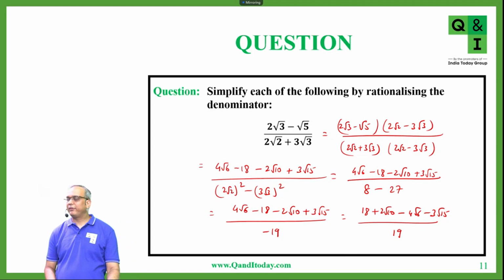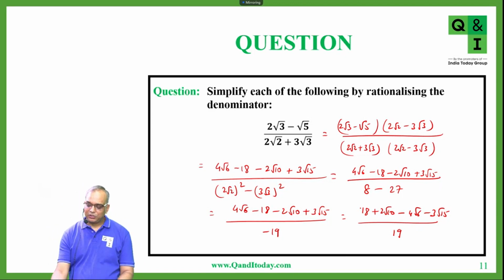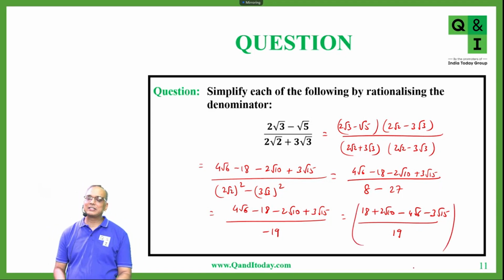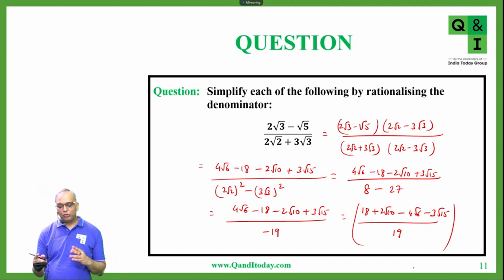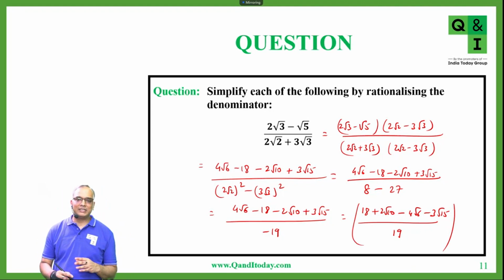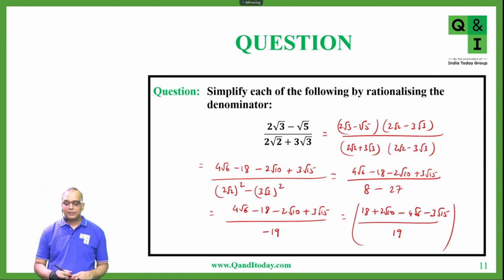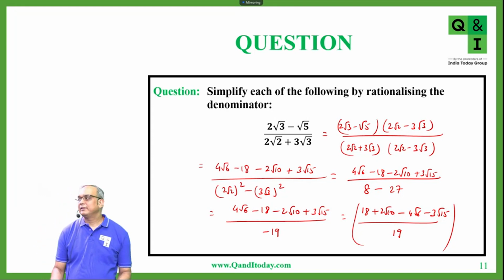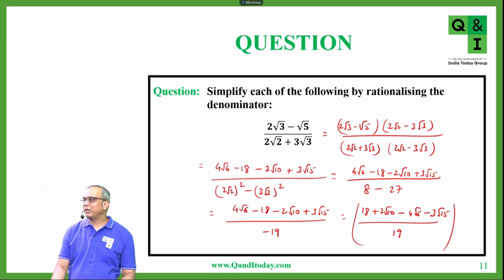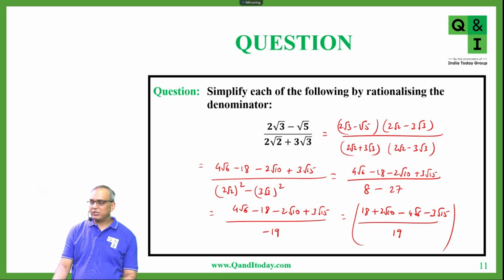Is it clear to everyone? So this is your final answer. You cannot further simplify it because in the numerator you have different terms. These are not like terms. Is it clear to everyone? Have you all been able to understand it and do it on your own as well?